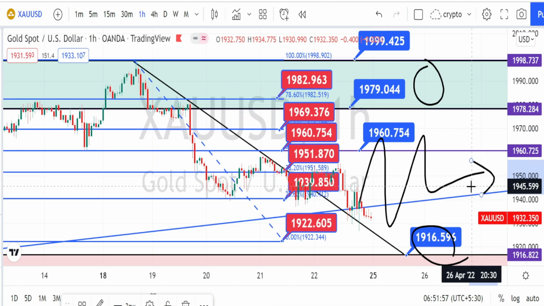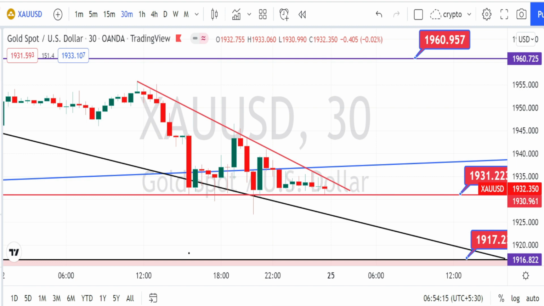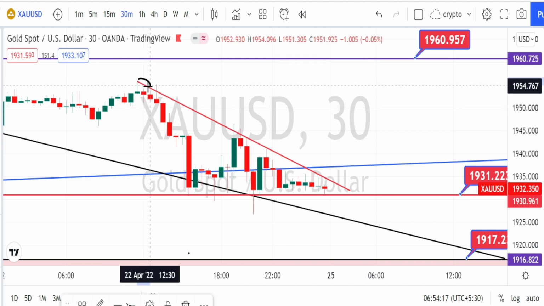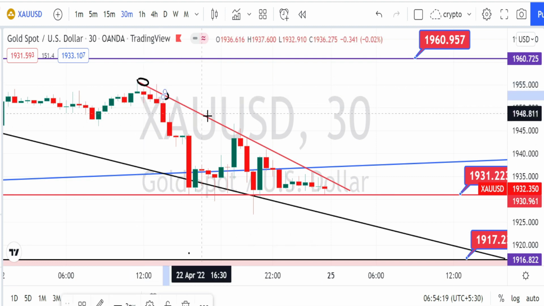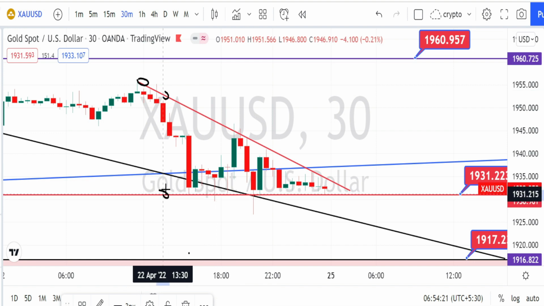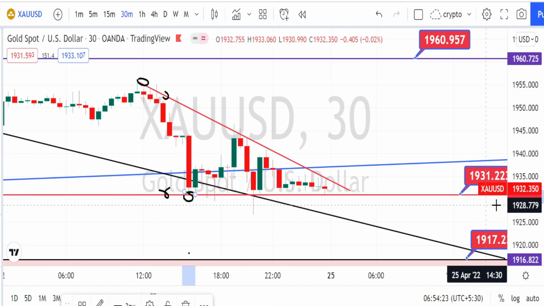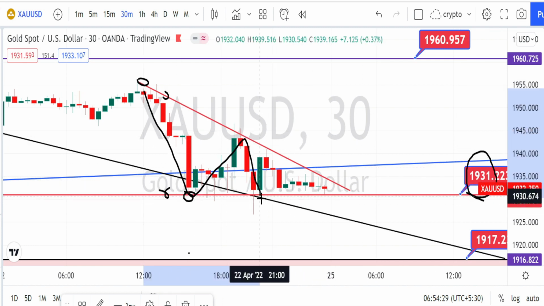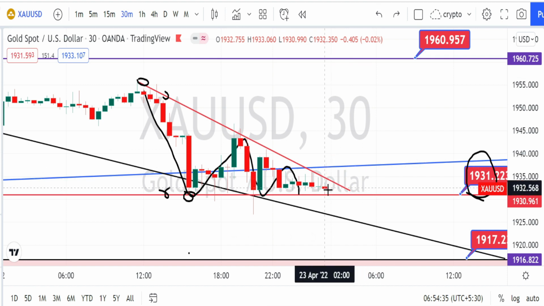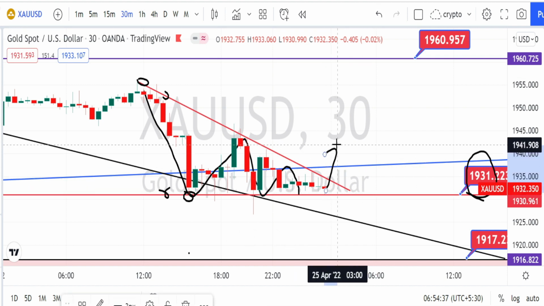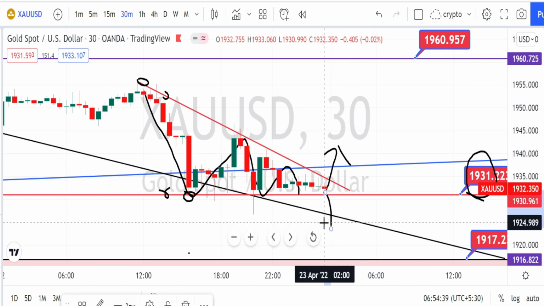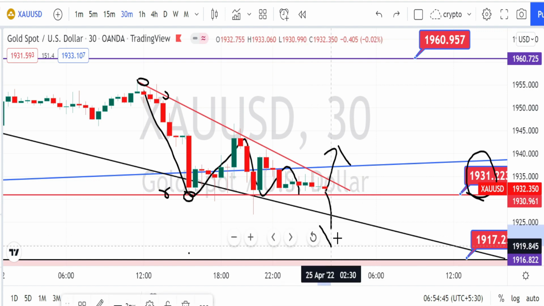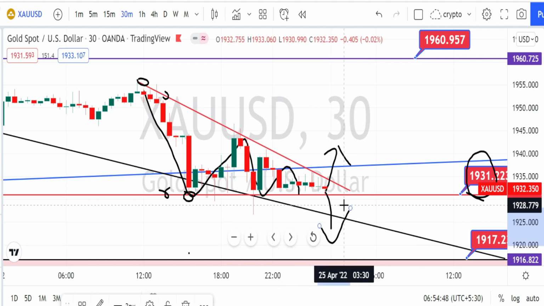Let us do the analysis in 30 minutes time frame. I am in 30 minutes time frame now. When we look at the price action, I have drawn a resistance line over here and you can notice that the price action is taking support on the price level of 1931 and it is forming into a very nice triangle pattern. Wait for the price action to give a directional breakout from this triangle pattern based on which you can take a directional trade.